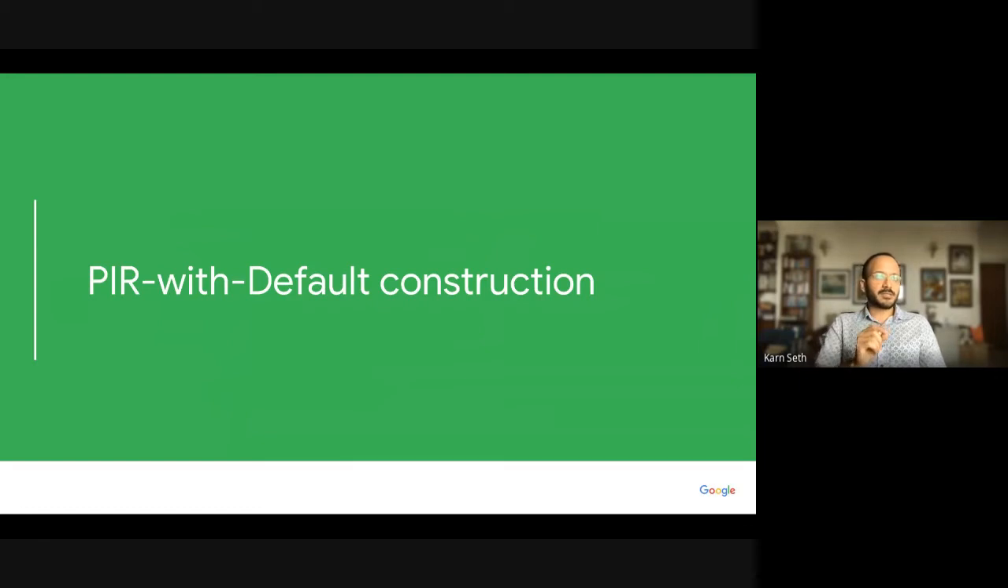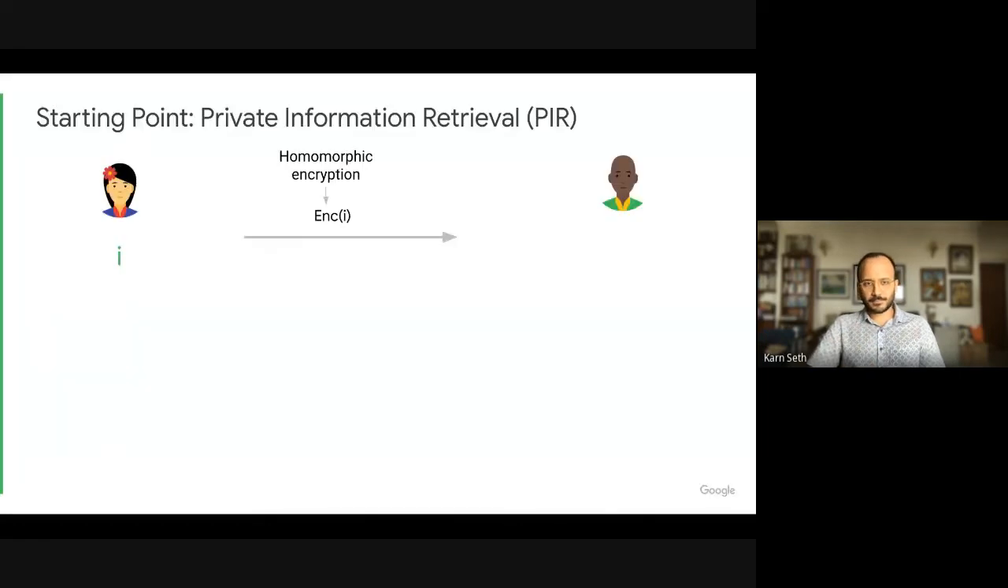Given this, the question is, how do we build this extended PIR with default? That's what we'll be going into next. Again, our starting point is going to be using a private information retrieval protocol. Most efficient single-server private information retrieval protocols leverage homomorphic encryption, and so the client will basically encrypt the index I for which it wants to retrieve something from the server.